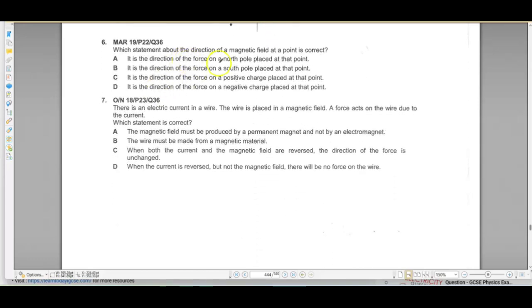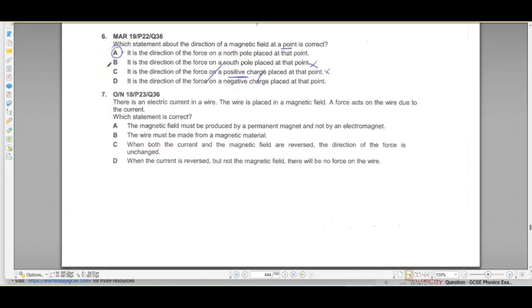Question number 6. Which statement about the direction of the magnetic field at a point is correct? A. It is the direction of force on a north pole placed at that point. Yes. B. It is the direction of force on a south pole placed at that point. No. C. It is the direction of force on a positive charge. No. Charge has nothing to do with the direction of the magnetic field. Charge has everything to do with the electric field, and that too a positive charge. It has nothing to do with this. So these three are not applicable, and the first one is correct.